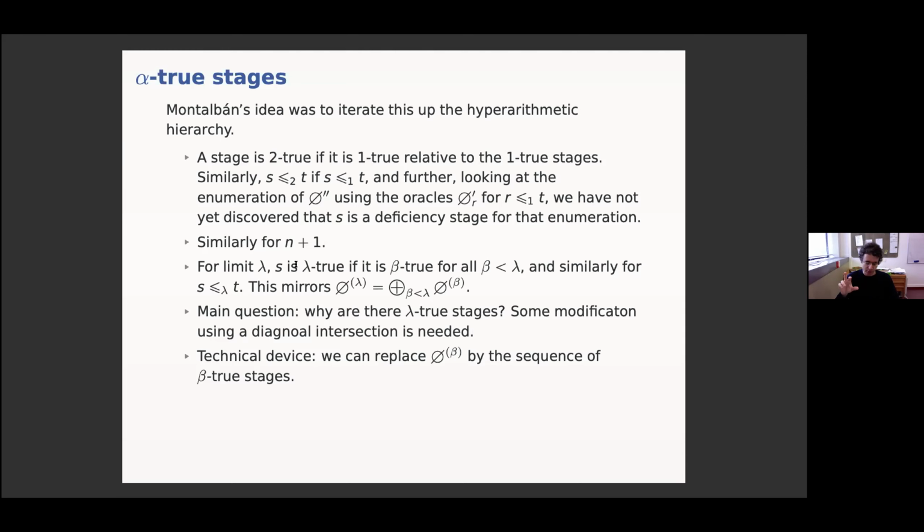And there's an important technical device there that essentially you can replace the jump by the sequence of beta true stages. It has the same Turing degree, and it behaves in some sense topologically nicer because it lives in Baire space rather than in Cantor space.